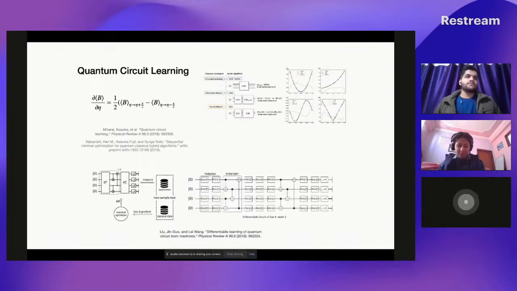Then there are following works. In the following work, people find how to differentiate the circuit. So before, we don't know how to differentiate the circuit in an actual experiment. So you have to use non-gradient-based optimization.